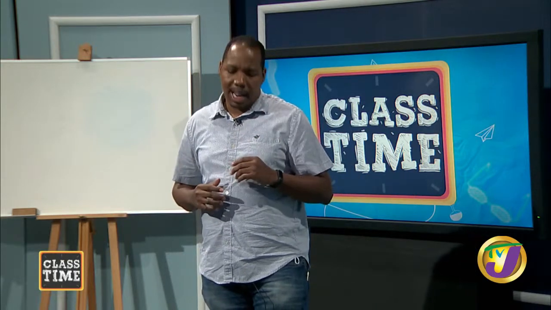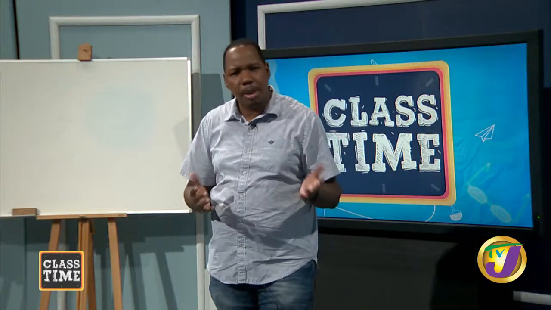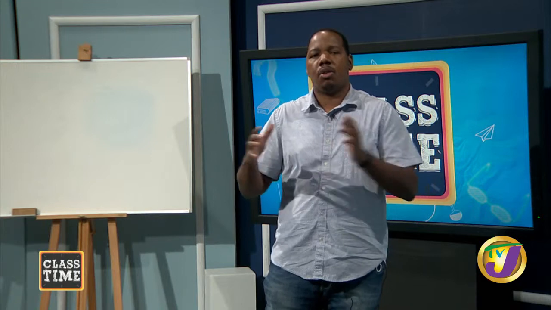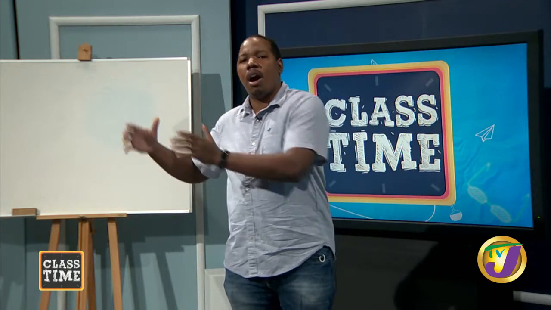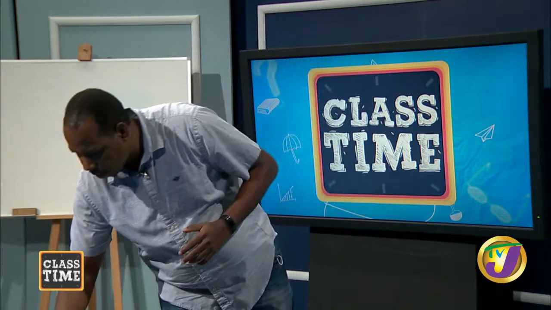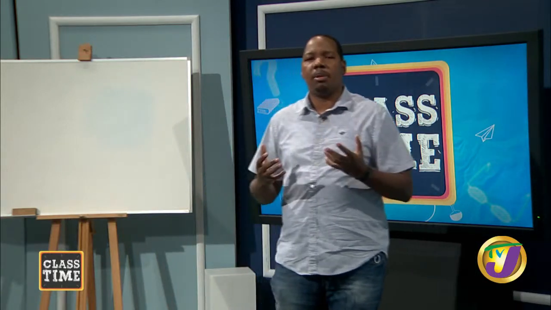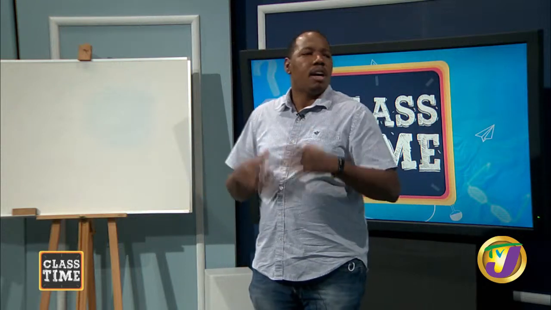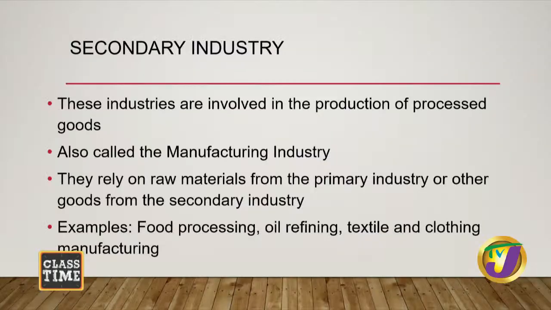Now, primary activities don't operate in isolation. As I mentioned earlier, they provide the raw materials for other industries. These industries are described as secondary industries. And secondary industries are those industries that are involved in the production of processed goods. We also term them the manufacturing industry. They rely on materials from the primary industry or from other areas of the secondary industry. And of course, they're also reliant on services and other things that might come out of the tertiary industry.